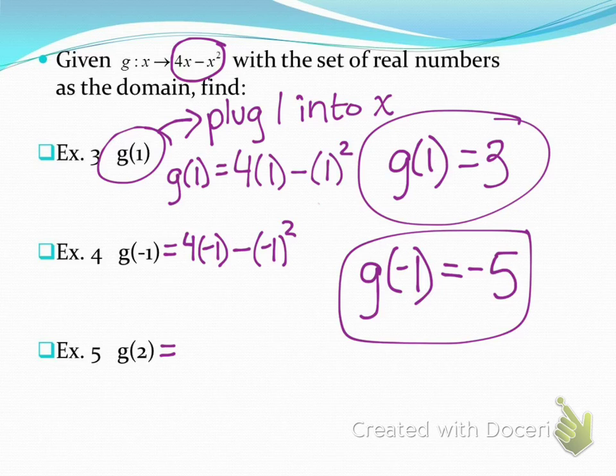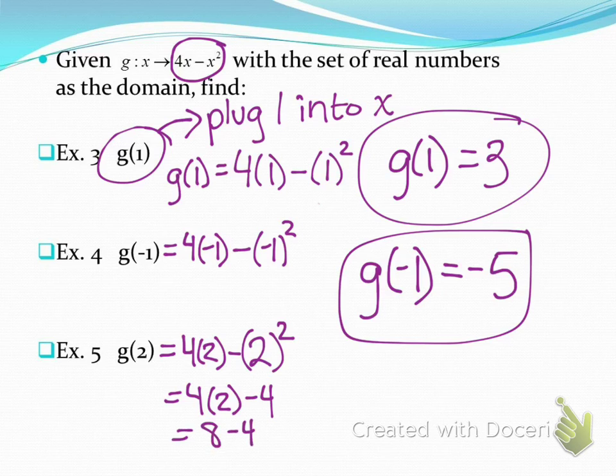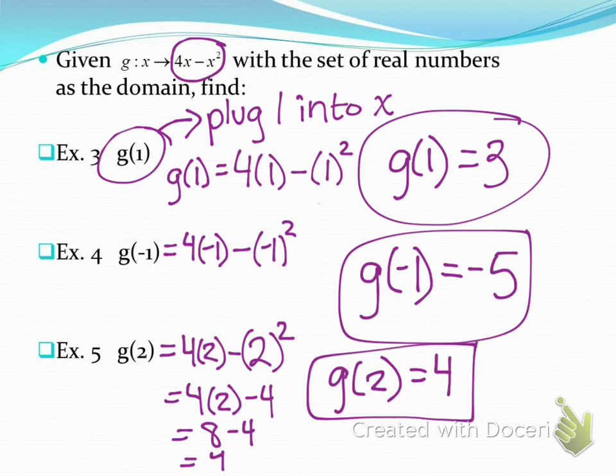What am I plugging in for x? 2. Again, my exponent comes first. What's 2 squared? 4. 4 times 2. And 8 minus 4 is 4. So our function g evaluated at 2 equals 4.